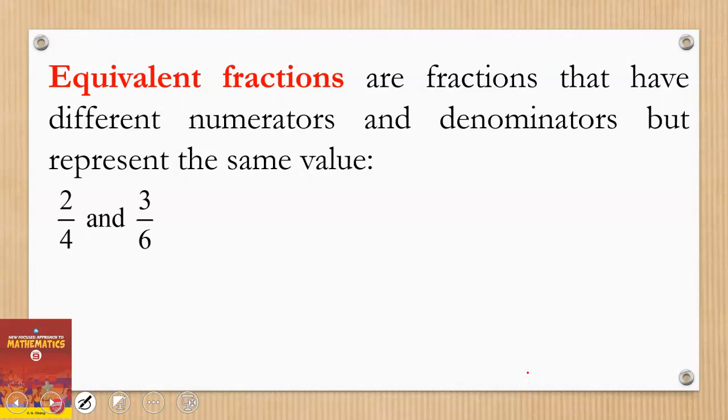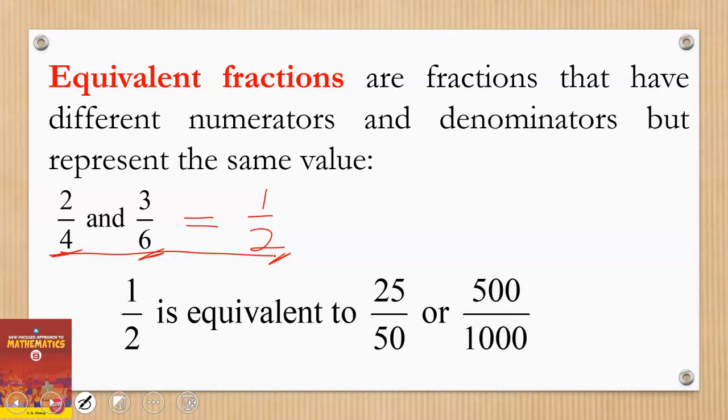Now, 2/4 and 3/6 are equivalent because each of them can be reduced to half. And so 2 divided by 4 and 3 divided by 6 is the same as half. And all these 3 are equivalent. Now, half can also be equivalent to 25 divided by 50 or 500 divided by 1000. Each of them can be reduced to give you half. And so that is what we call equivalent fractions.